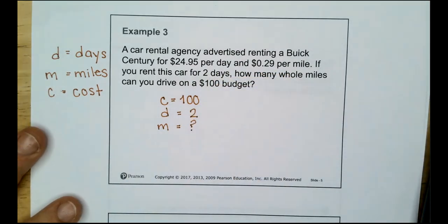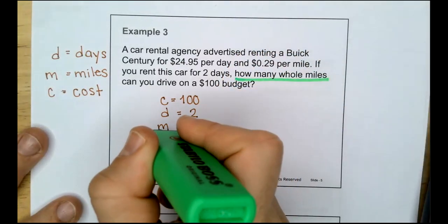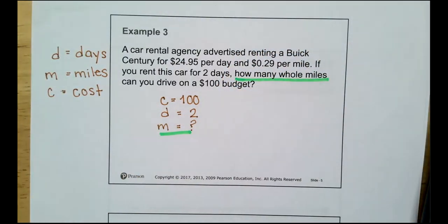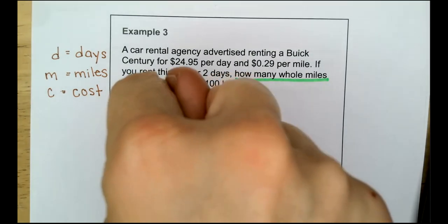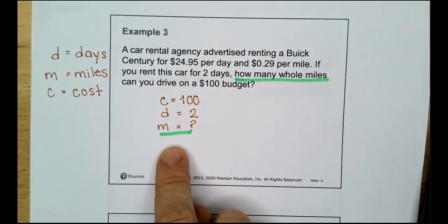They are asking me how many miles. So we do only have one variable. I wouldn't call it x, I would call it m because it represents the miles, but we have to create an equation using the cost of the car, the days of the car, and the variable for miles, okay?